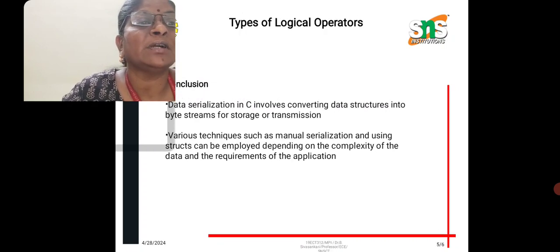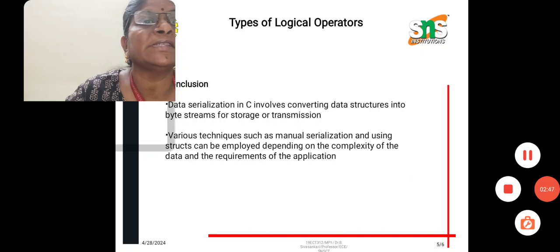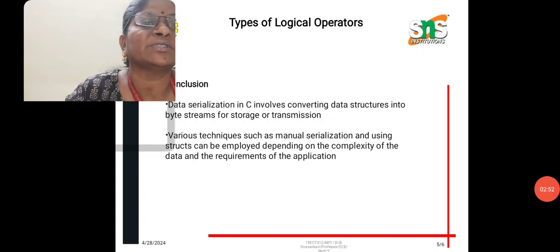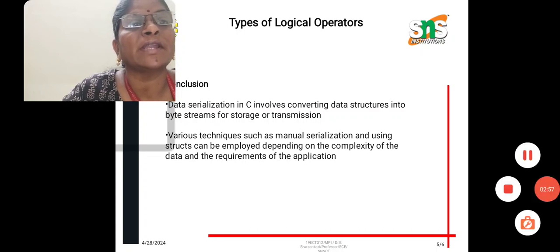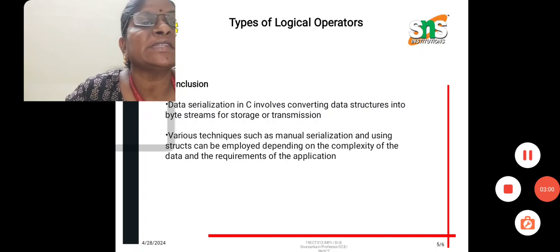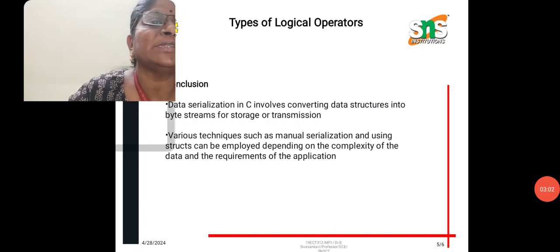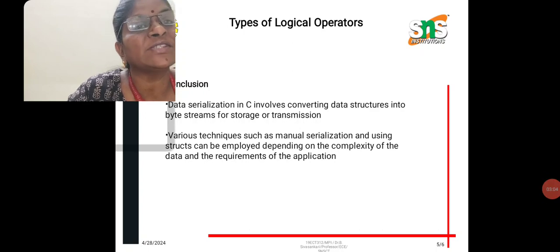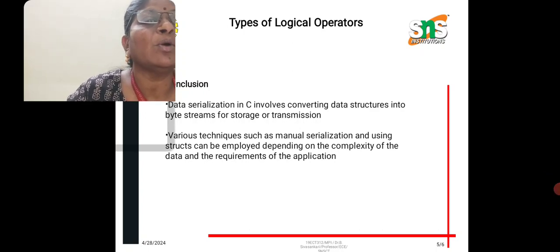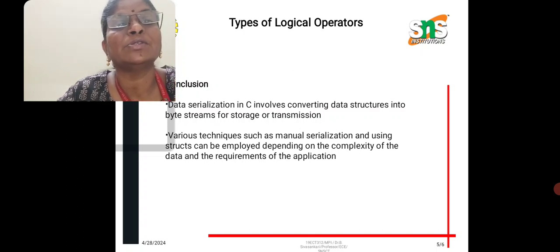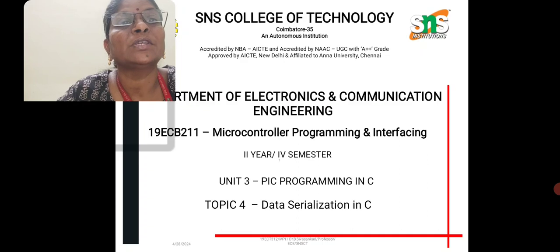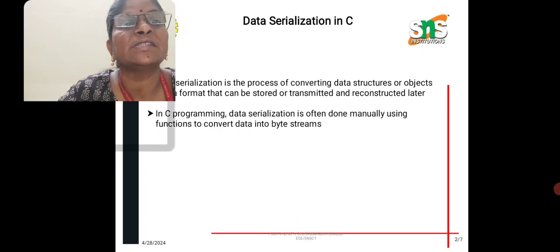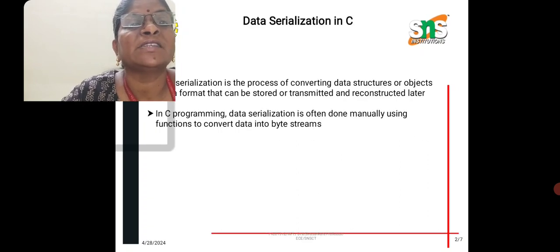At last we conclude that data serialization in C involves converting data structures into byte streams for storage or transmission. The various techniques such as manual serialization and using structures can be employed depending on the complexity of the data and the requirements of the applications. These are the basics of data serialization in C.